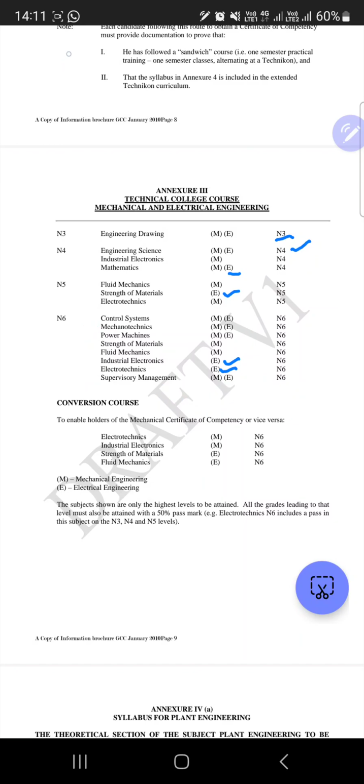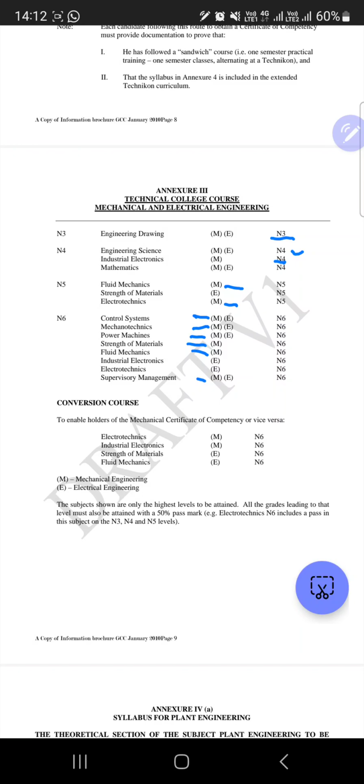So let's say maybe you are doing mechanical. If you are a mechanic, that means N6 and N3 drawing you have done. Maths and science you also have done, and maths you also have done. Now you need industrial electronics N4. And then you go to N5, you need fluid mechanics N5, and electrotechnics N5. And then you move to N6. In N6, if you're in mechanical, you need control system. You're also going to do your mechanotechnics, your power machine, your strength of material, your fluid, and your supervisor.